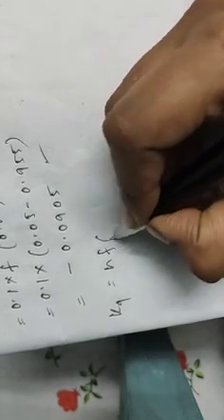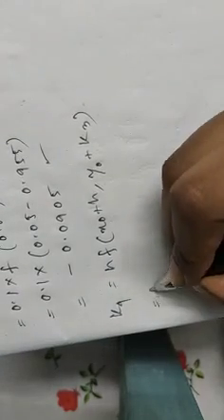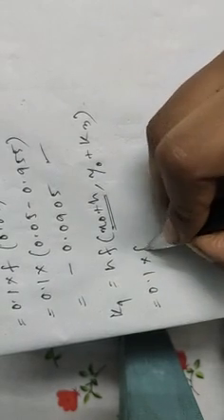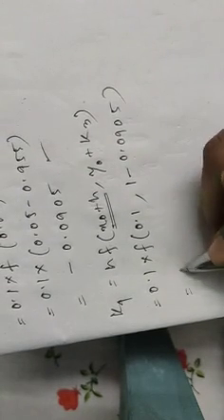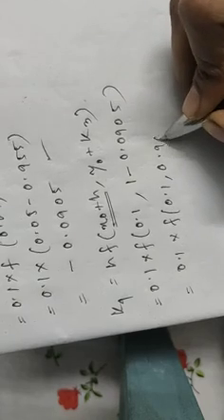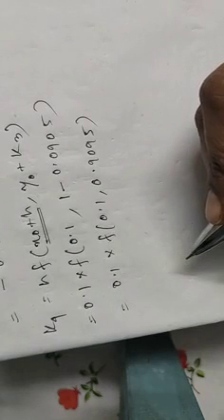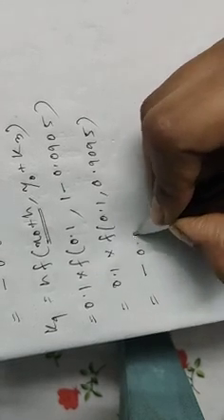Now k4. The rule is h f of (x0 plus h, y0 plus k3), that is 0.1 into f of (x0 plus h, that is 0.1, 1 minus 0.0905). It will become the result minus 0.08095. This is our k4.